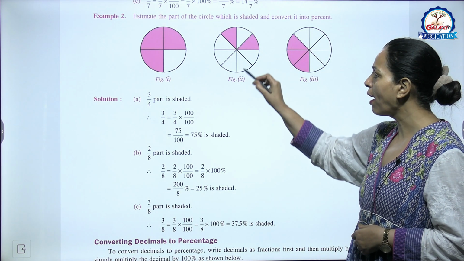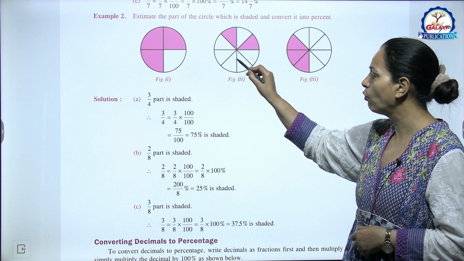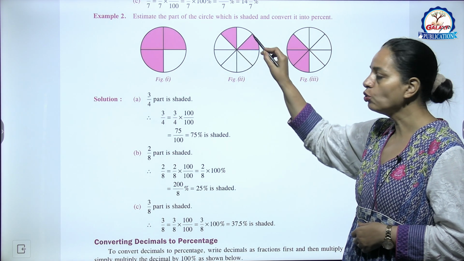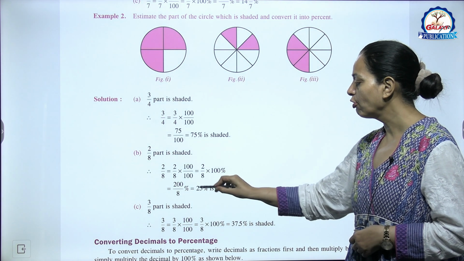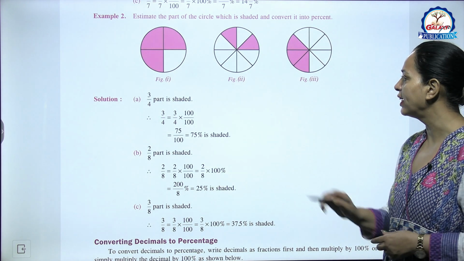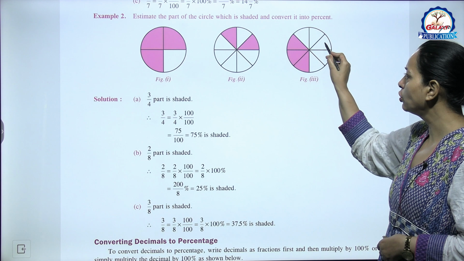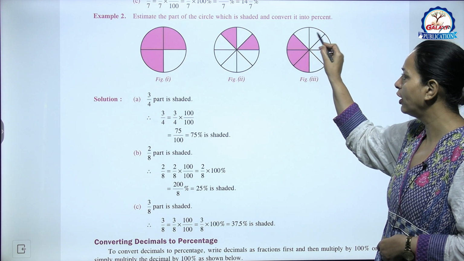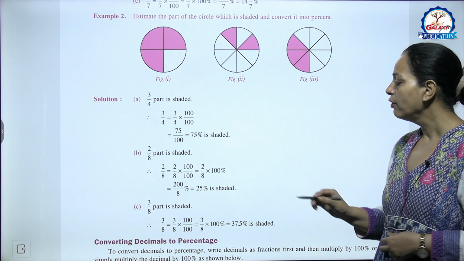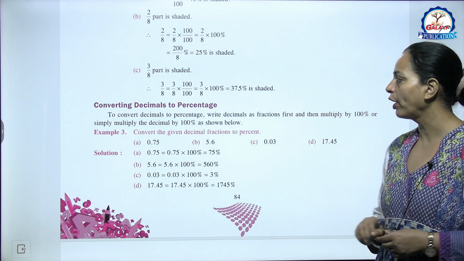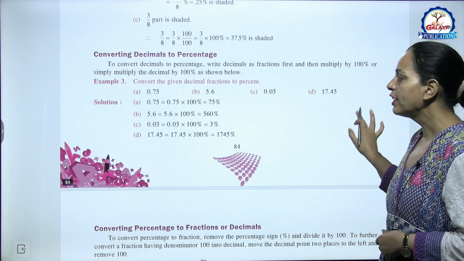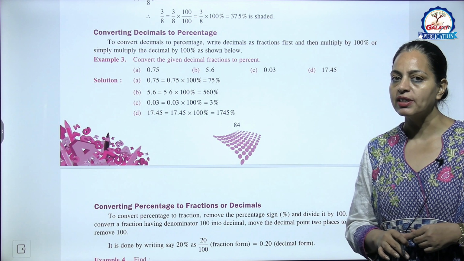75%. Second part, total 1, 2, 3, 4, 5, 6, 7, 8. 2 shaded out of 8, 2 upon 8 into 100, answer is 25%. Next, third one, 1, 2, 3, 4, 5, 6, 7, 8, total 8, 3 are shaded, 3 upon 8 into 100, answer is 37.5%.